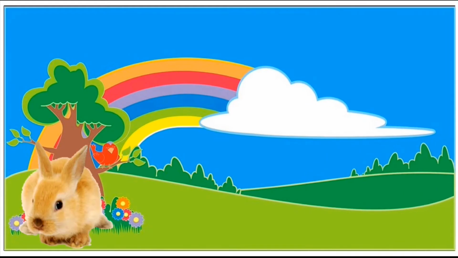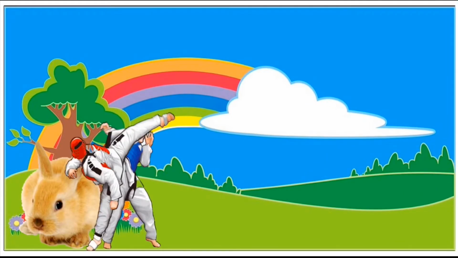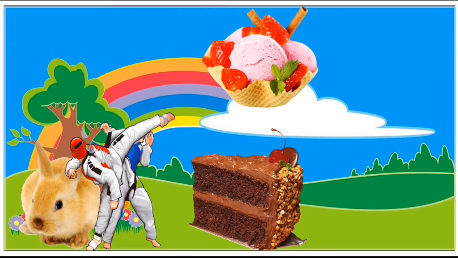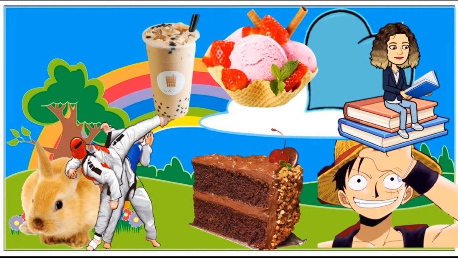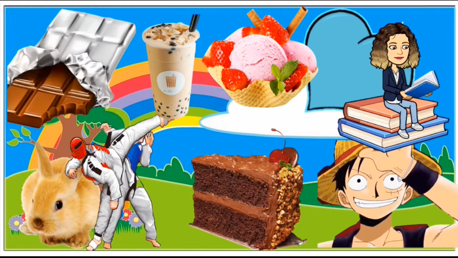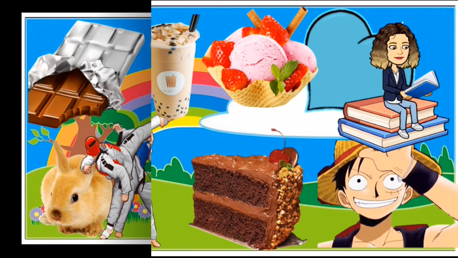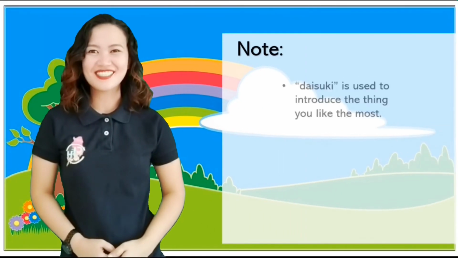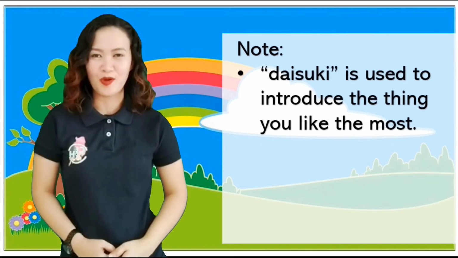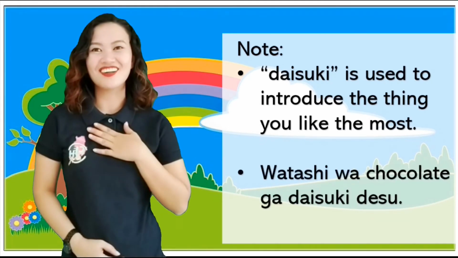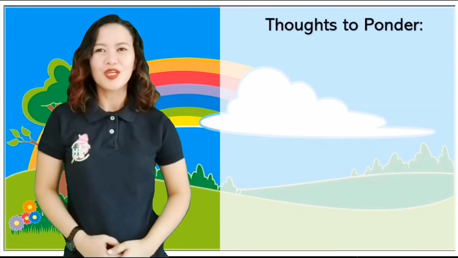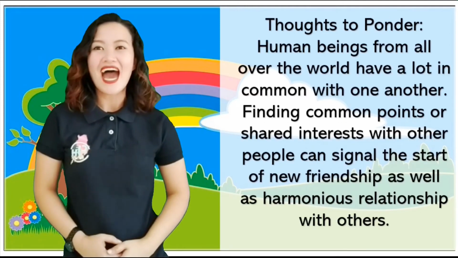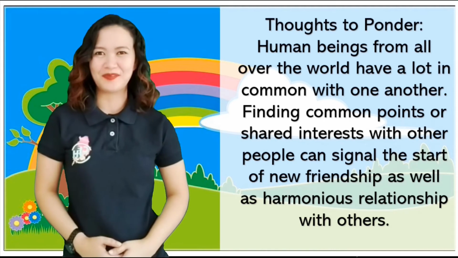私はラビットとタイコンドーとケーキとアイスクリームとルフィとブックスとミルクティーが好きです。私はチョコレートが大好きです。Note, daisuki is used to introduce the thing you like the most. 私はチョコレートが大好きです。Thoughts to ponder. Human beings from all over the world have a lot in common with one another.